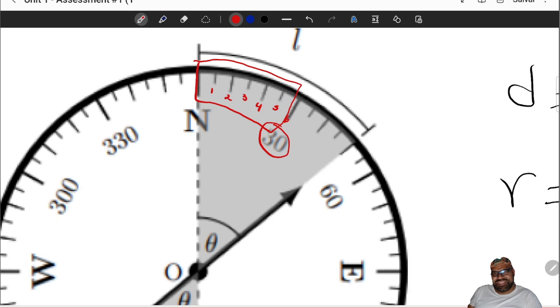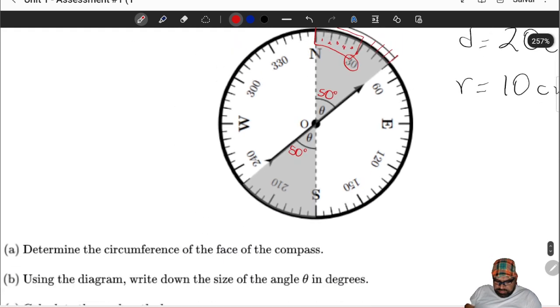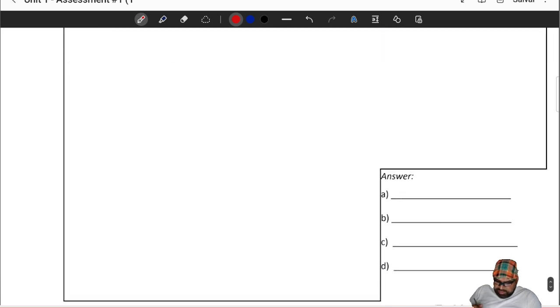Which number times 6 is 30? 5. That means each dash is 5 degrees. Then until here is 30, then the next one, 35, 40, 45. How many degrees is this angle? 50 degrees. And by the vertical angle, we know the opposite angle also is 50 degrees. Vertical lines create angles that we know are equal. Then for B, I don't even need the math, I just put the answer there, 50 degrees.